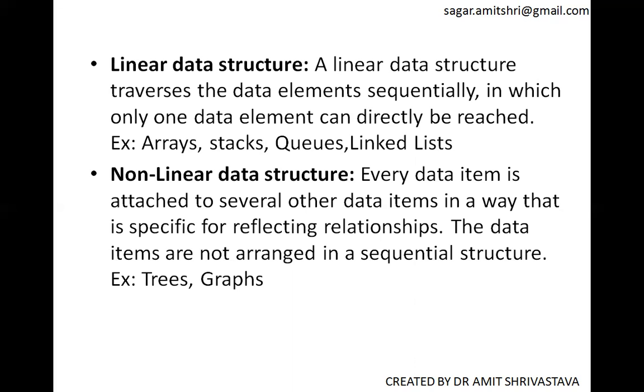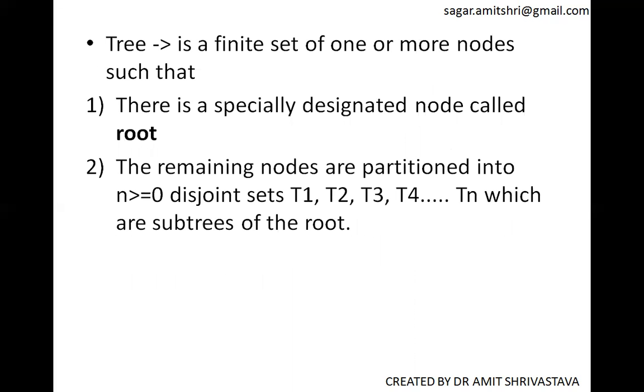So let us look at the example. So tree is a finite set of one or more nodes such that there is a specially designated node called root. The remaining nodes are partitioned into n greater than or equal to 0 disjoint sets, that is T1, T2, T3, T4 till Tn, which are called as subtrees of the root.